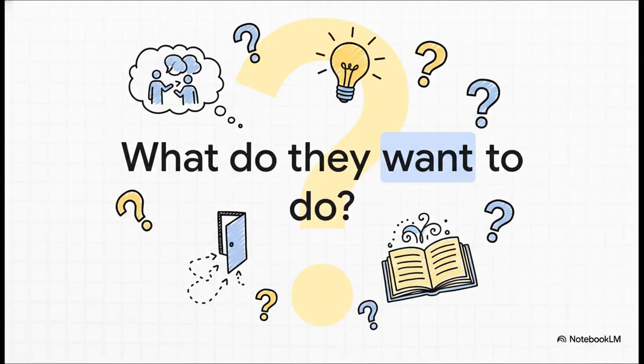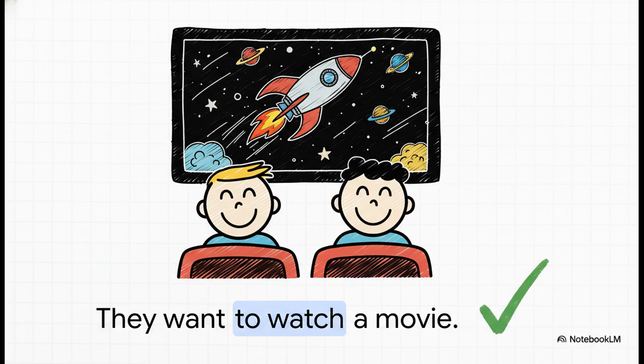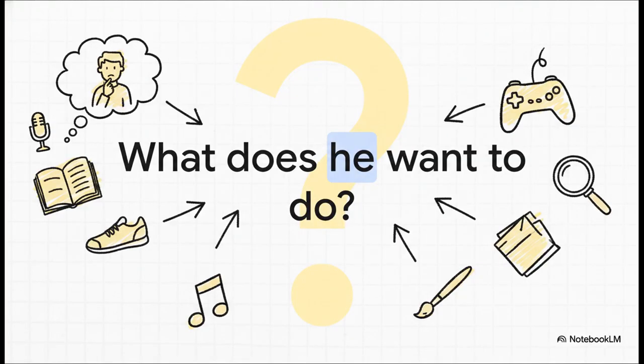Okay, let's try our first question. I want you to imagine this situation. What do they want to do? So, they are at the cinema. They want what? What verb can we use here? Think about it for a second. They want to watch a movie. Yes. Did you get it right? I bet you did. We have "want" and then our "to watch" combination. Perfect. Awesome.